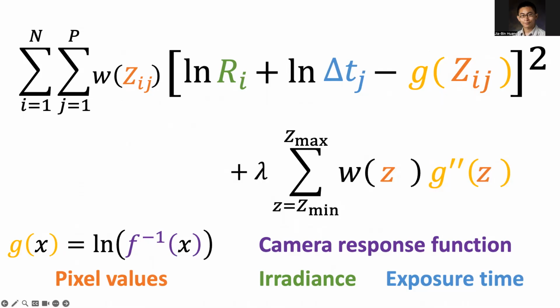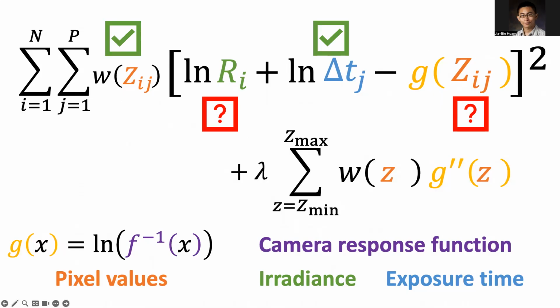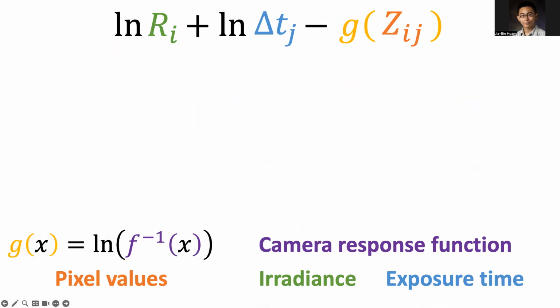And this term basically says that I want a smooth function. That's a regularization. So what I do know is the exposure time, and what I don't know is the irradiance, how bright a pixel actually is, and the G, that is the camera response. Okay, so how do I do that?